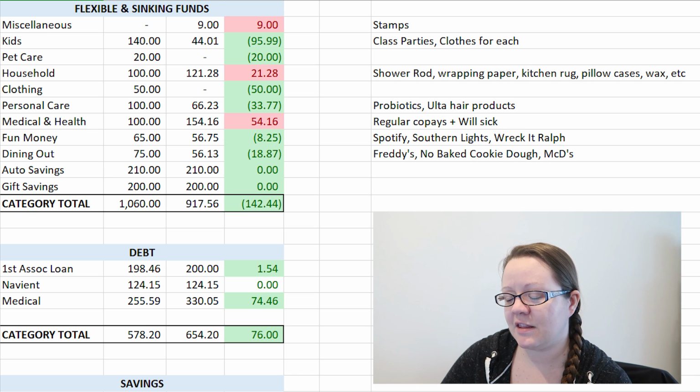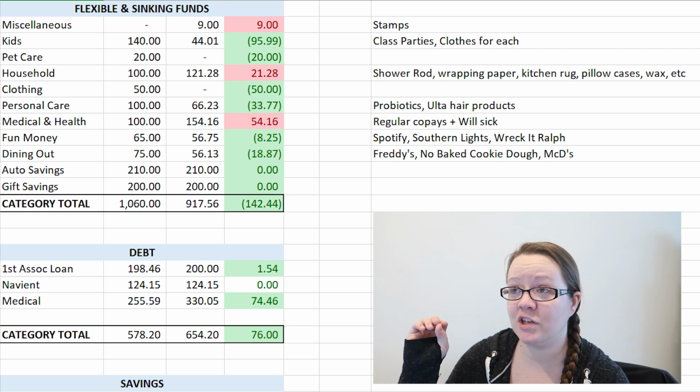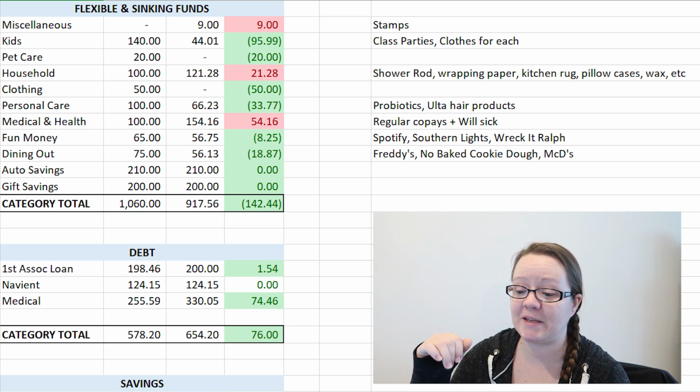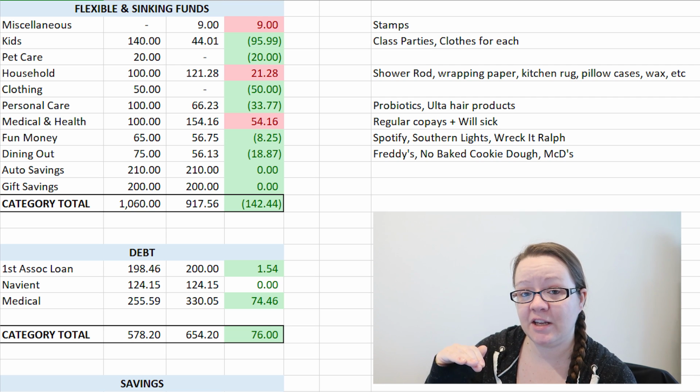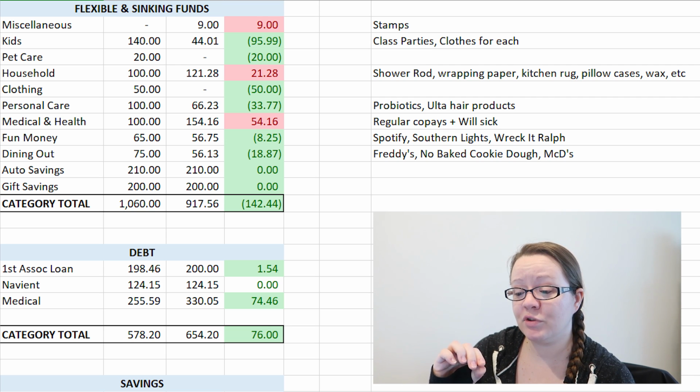Flexible and sinking funds. Miscellaneous, we didn't budget anything. I ended up spending $9 on postage. For the kids category, we budgeted $140, which was our average. So let me preface this by saying, the amounts that are listed here as our budgeted amount, those were the averages of the previous 12 months.